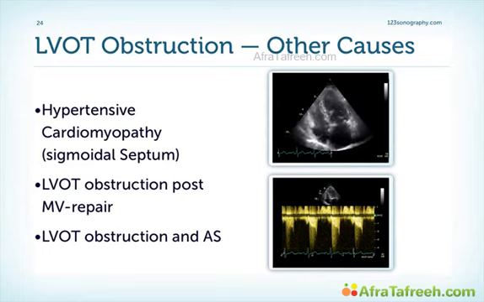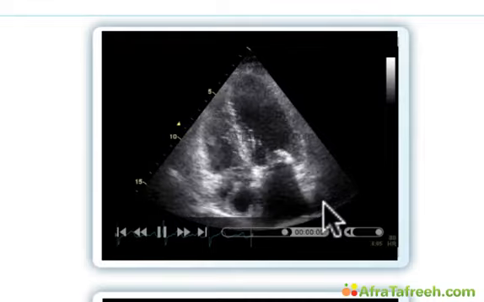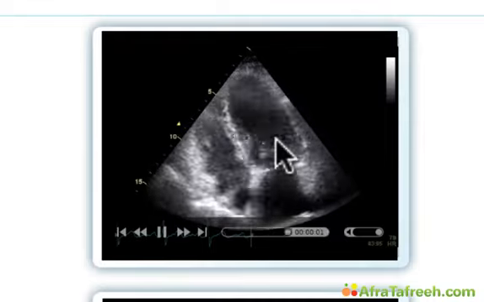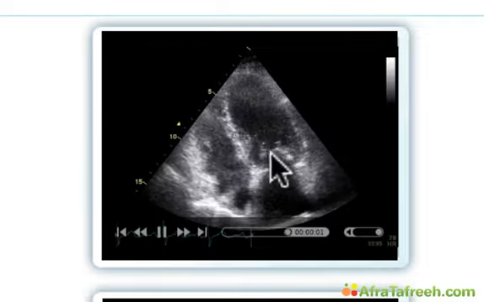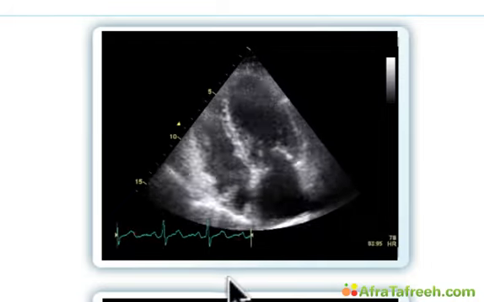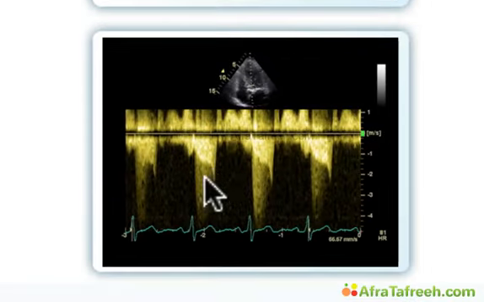And it is also possible to see LVOT obstruction in aortic stenosis patients simply because they too often have significant left ventricular hypertrophy and can develop SAM phenomena. This is such an example of a patient with aortic stenosis who also has hyperdynamic left ventricular function. You can see the SAM phenomena. And if we look at the continuous wave Doppler signal, we often have two signals within one.